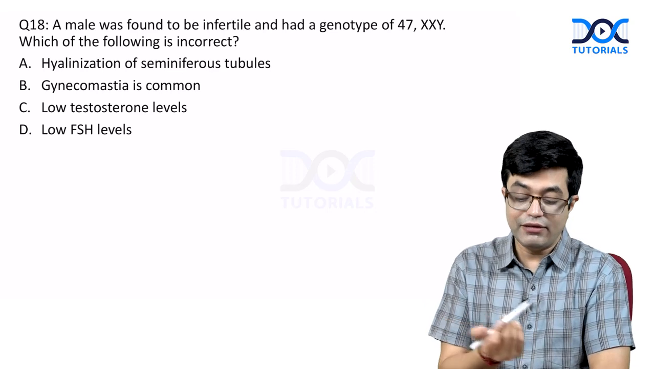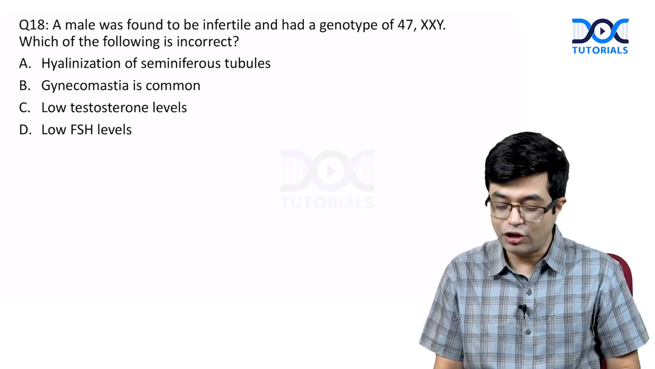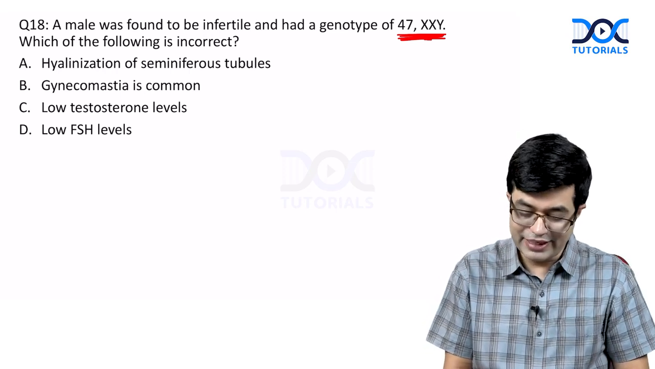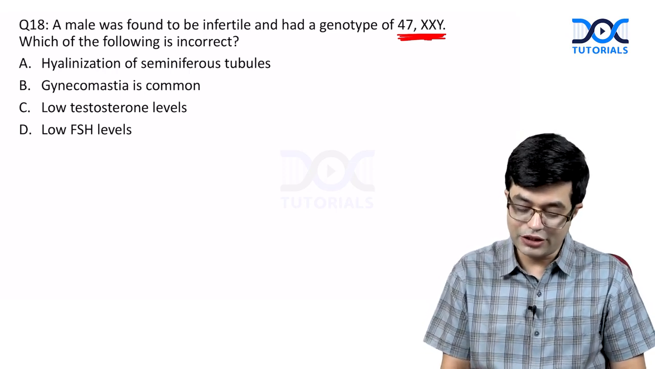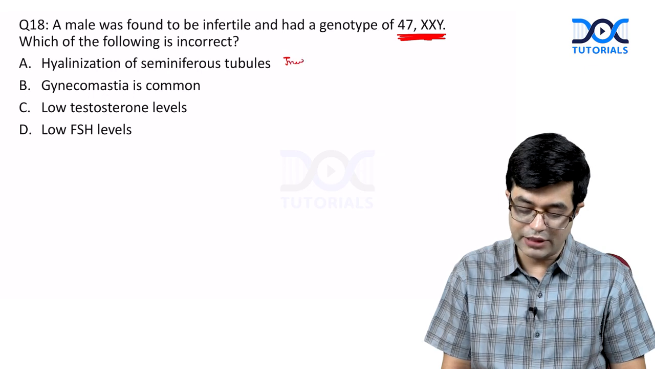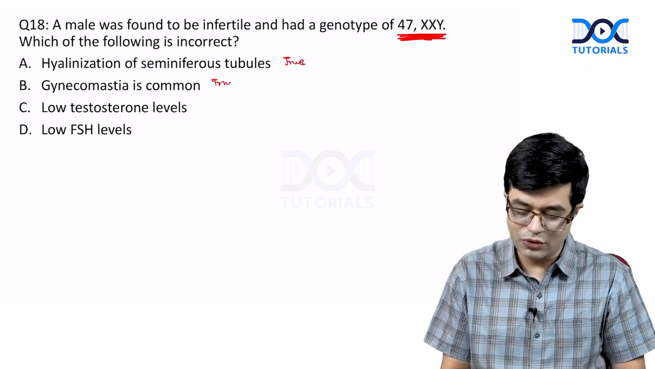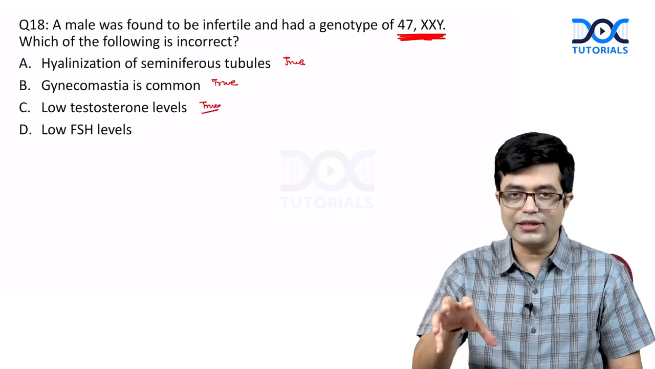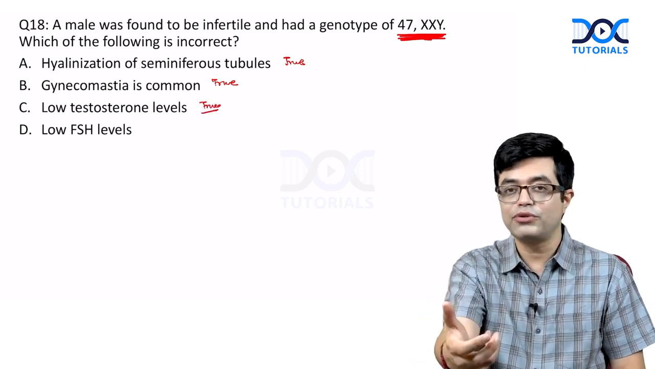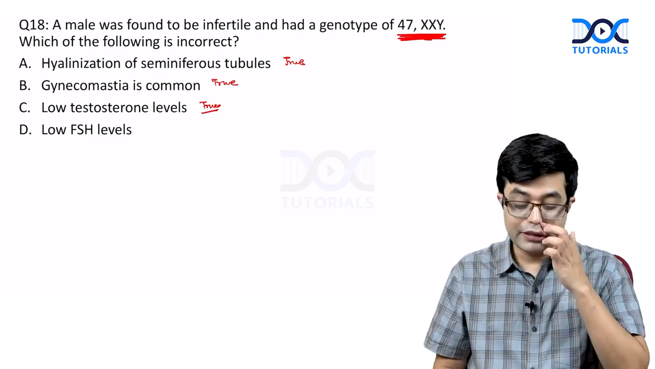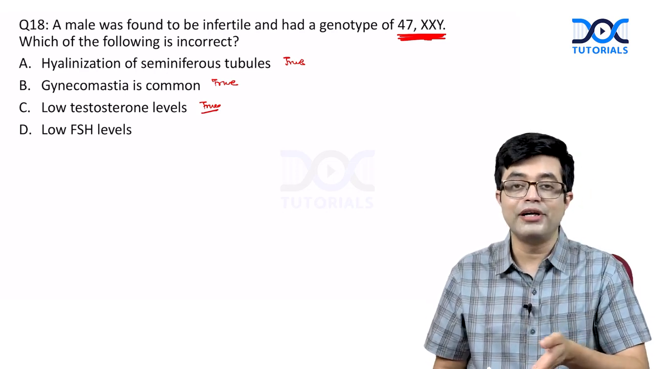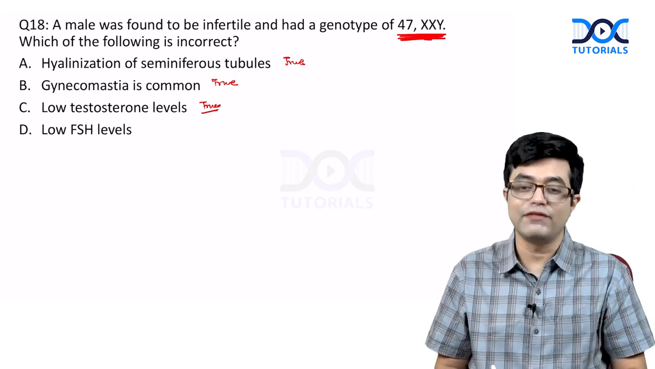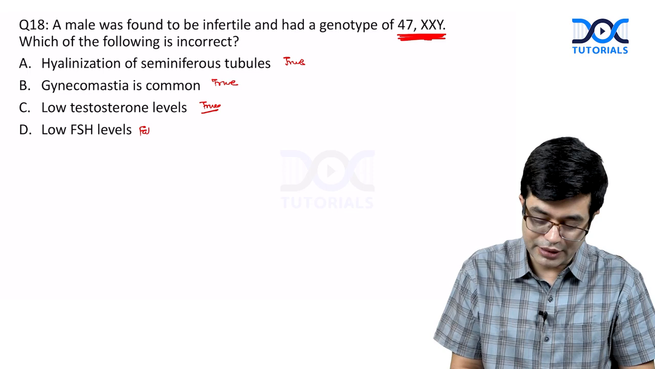Question number 18. A male was found to be infertile, had a genotype of 47XXY. This is Klinefelter, obviously. Which of the following is incorrect? Hyalinization of seminiferous tubules is a true statement. Gynecomastia is common, a true statement. Low testosterone level is a true statement because the gonads are not producing enough testosterone. Because the gonads are not producing testosterone, feedback inhibition will be lost, and so FSH and LH levels will be high. So this is a false statement, right?